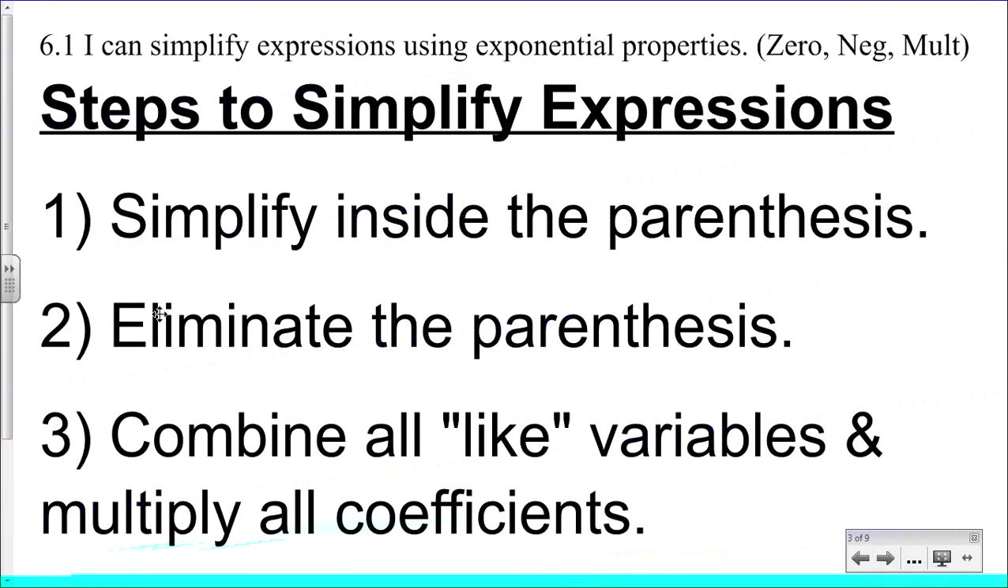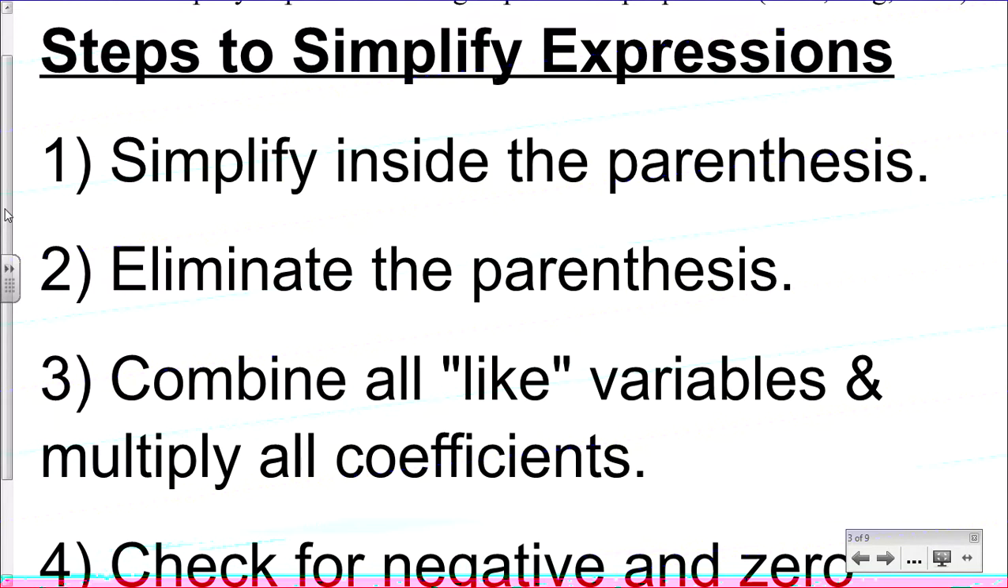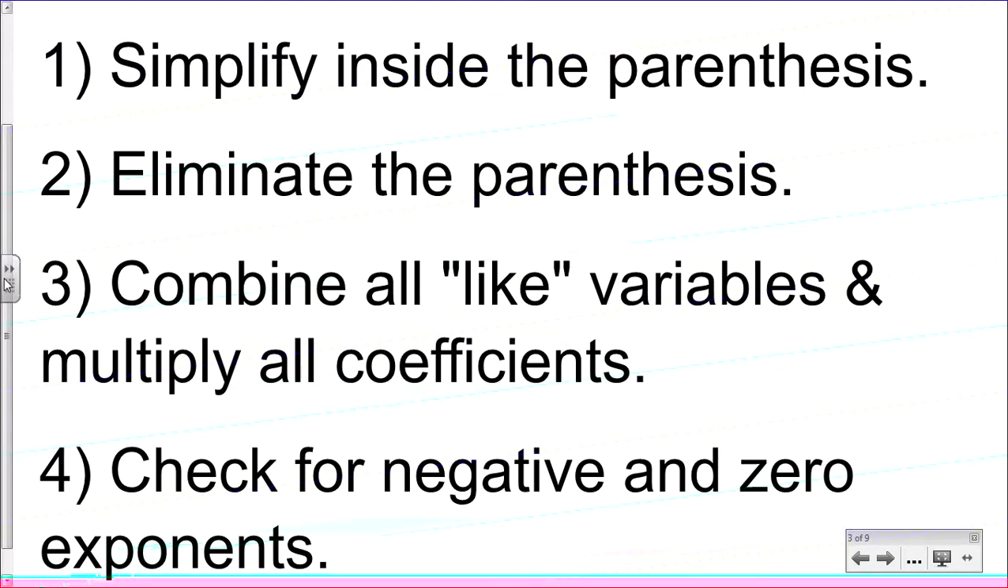So, first thing you need to know are the steps to help you simplify expressions. And these will change slightly as we add more properties, but for now, this will help you check all of your steps and all your work. So the first step I would say is simplify inside the parentheses. If there's anything you can do to combine things together or cancel things out, go ahead and do that first inside the parentheses. Then you're going to eliminate the parentheses.